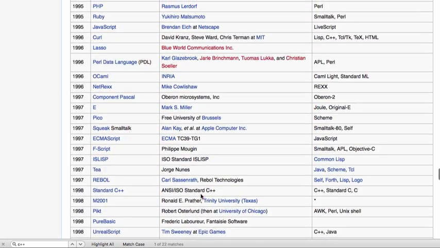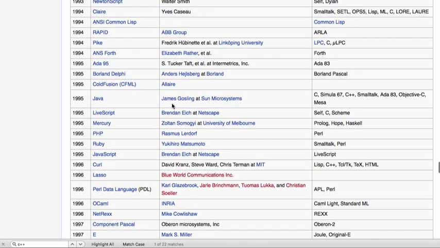Note that Java is not a math-based programming language. You would use something like MATLAB instead. So different programming languages are used for different things.